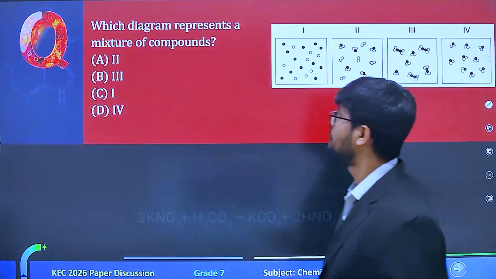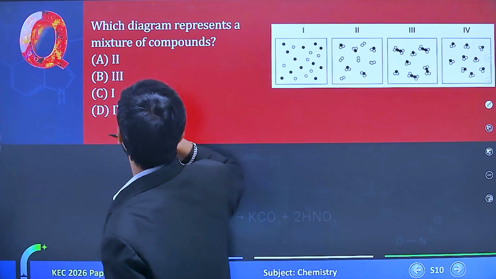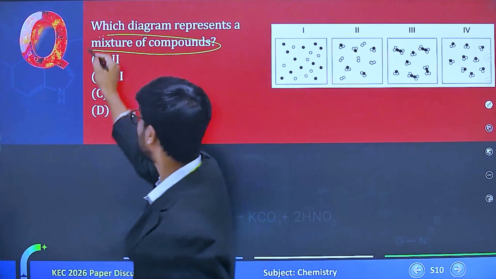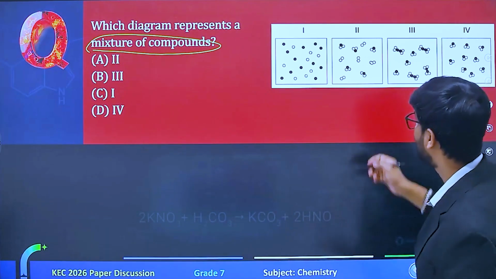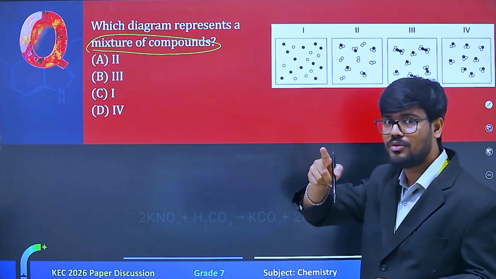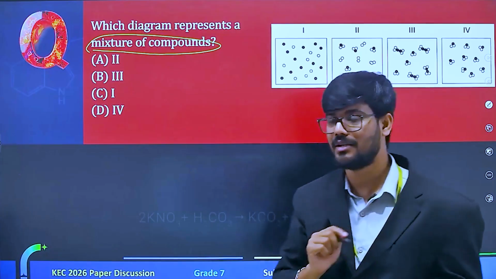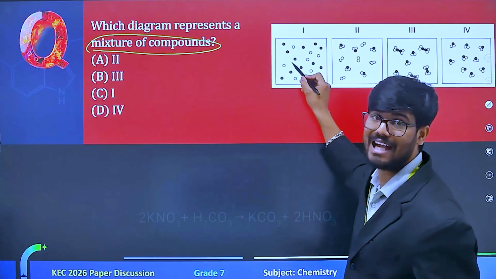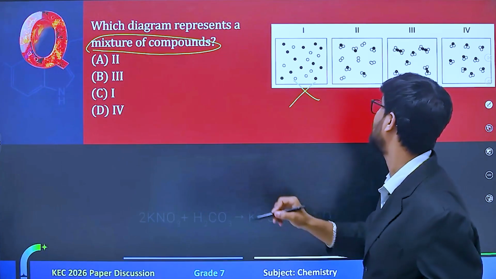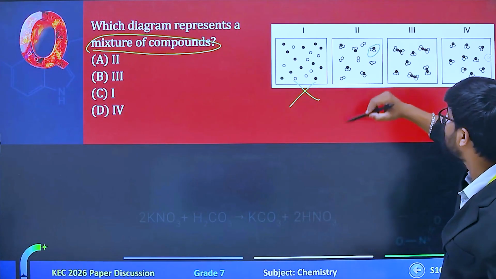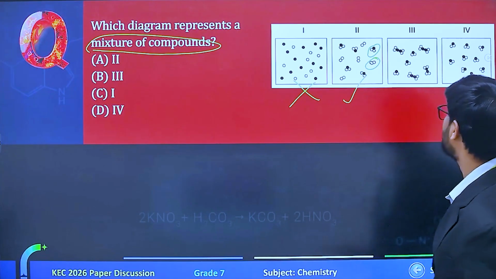Next one, this one, a very interesting question. Which diagram represents a mixture of compounds? A mixture of compounds means you will observe 2 different things, and they are saying compound. Compound means more than one atom must be there. Here all of these are atoms, right? These are a mixture of atoms, so this is not the correct answer. In this case, this is one type, this is another type, 2 different types we have, right? So yes, this will be the correct answer here.